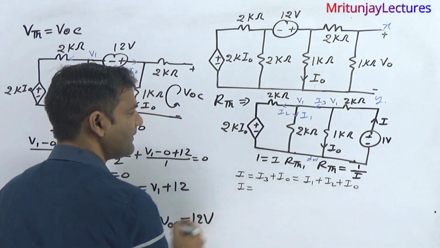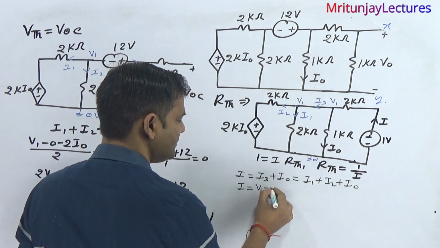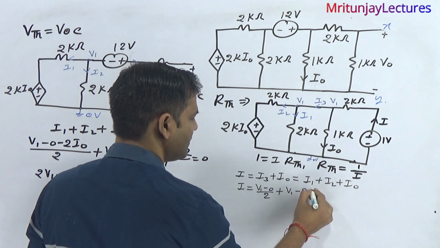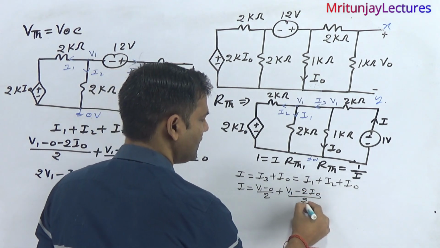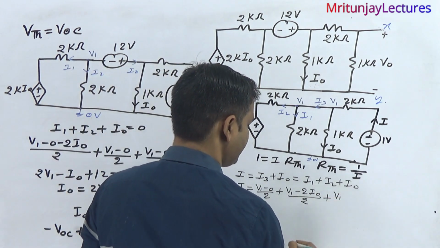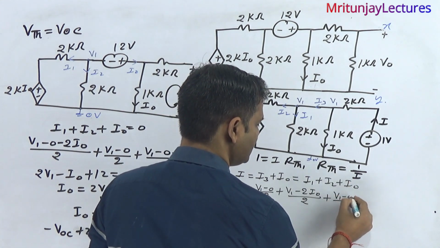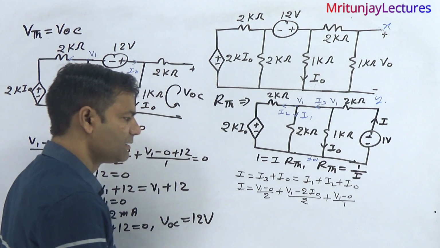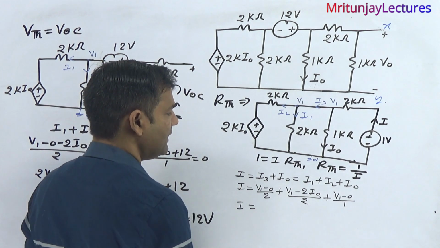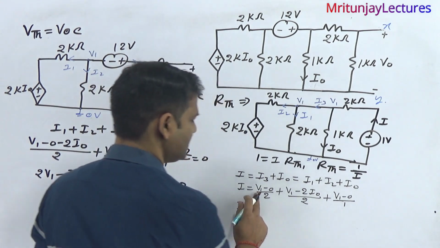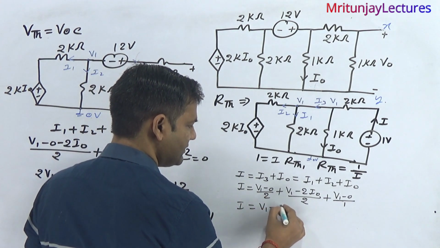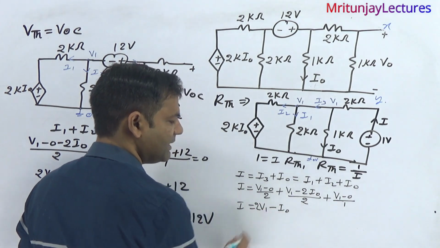What about I? I1 is written as V1 minus 0 divided by 2. I2 is written as V1 minus 2 I0 divided by 2. And I0 is written as V1 minus 0 divided by 1. Clear or not? Now solve this: we get 2V1 minus I0.